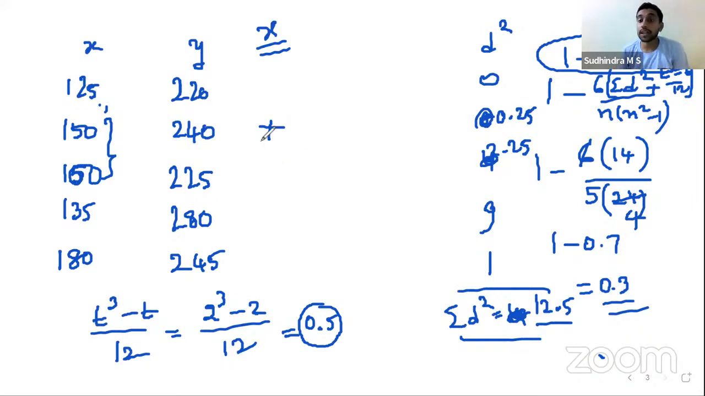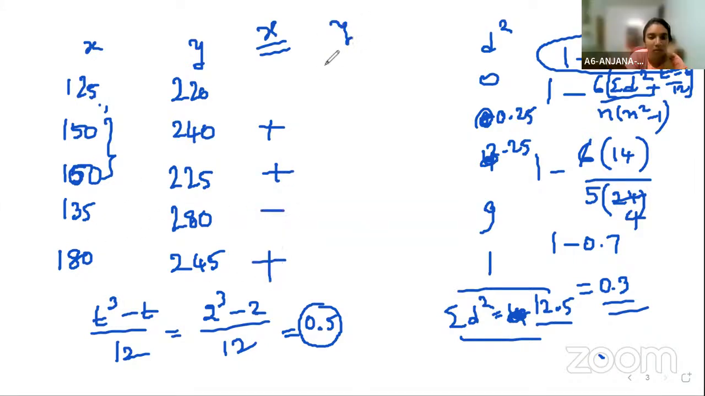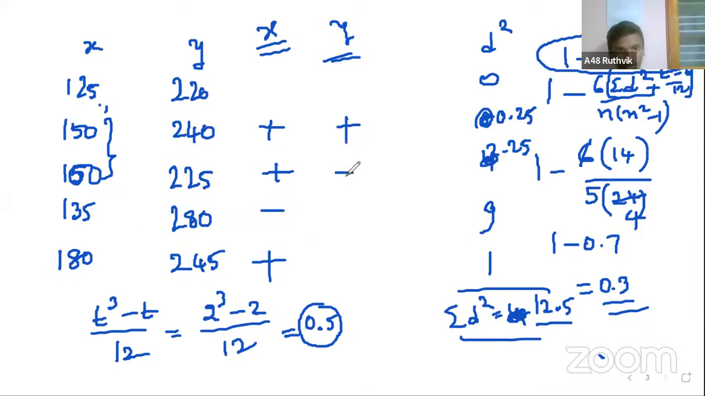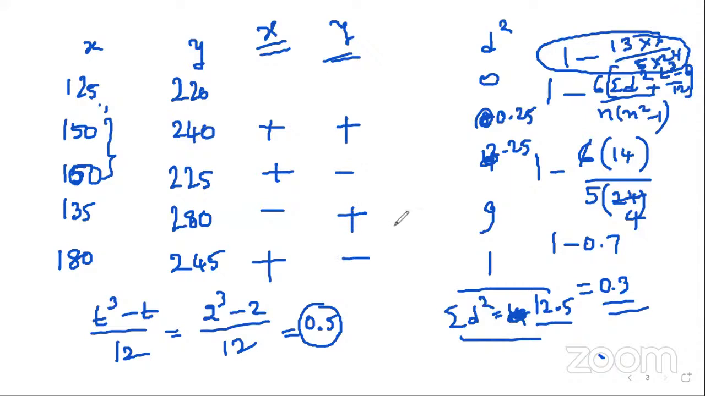So in such cases, concurrent deviation cannot be calculated. Coefficient of concurrent deviation cannot be calculated. 150 to 160 plus. Minus, plus. For y, plus, plus, minus, plus, plus, minus.